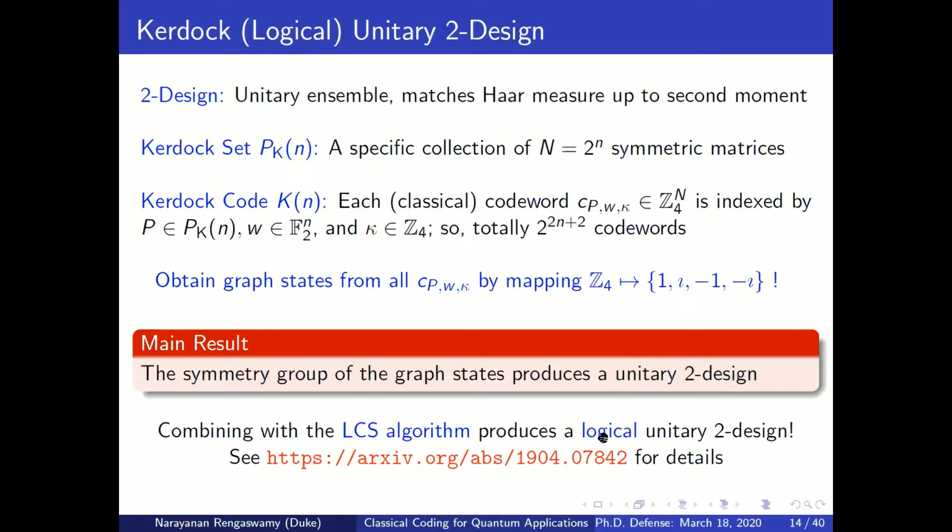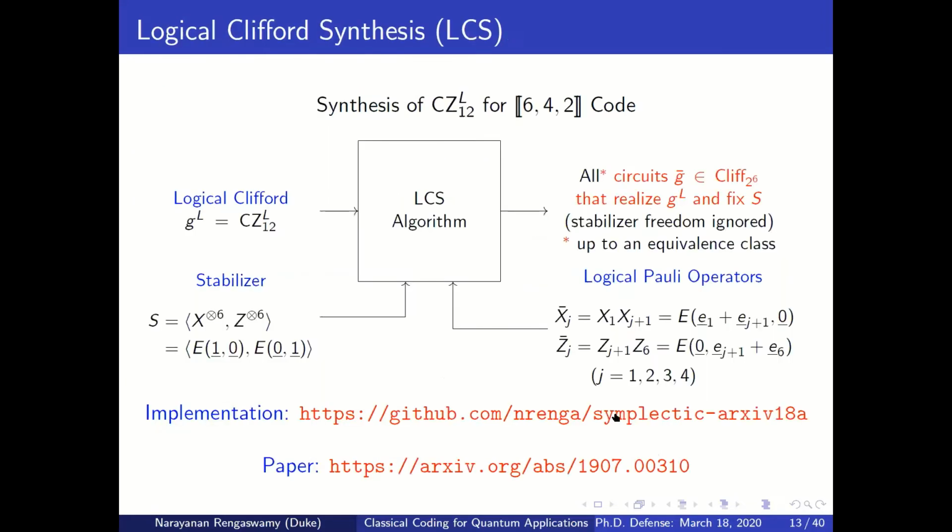And the other thing I want to mention is that you can combine this with the LCS algorithm that I introduced in the previous slide to do a logical 2 design. So what do I mean by that? You can use this procedure, for example, to construct a 2 design on these 4 qubits, but now you've encoded them into this code. If you actually want to implement the 2 design in the lab, you can only do 6 qubit circuits. And so you can use this algorithm to translate the 2 design from this space to a 6 qubit circuit in this space. Okay, so that's what I'll mention there.